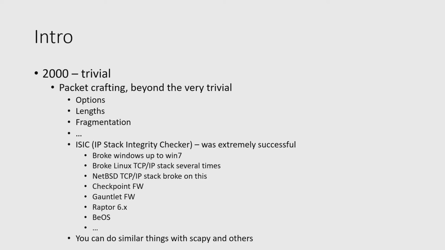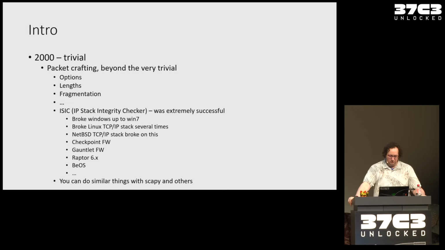It would break Windows up to Windows 7. There was some nasty bug in the UDP handler. It's broken the Linux TCP stack several times. They twiddle with their stack often, so sometimes stuff breaks and they fix it, and then 2 years later, it breaks again or something else, and so on and so on. It's definitely broken the NetBSD TCP stack. The top three I know because I hit those bugs too.